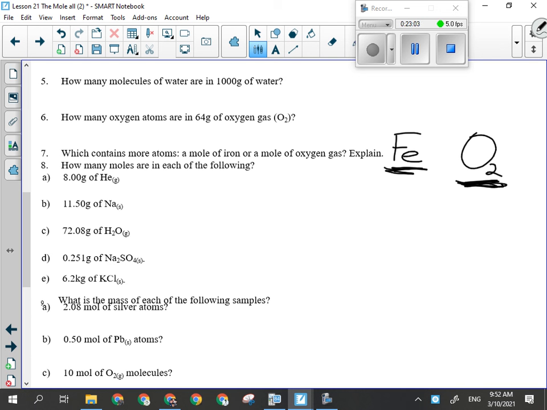Okay. So that's kind of what question 6 is asking. How many oxygen atoms are in 64 grams of oxygen gas? So what do I use for the molar mass of oxygen gas? Do I use 16 or 32?